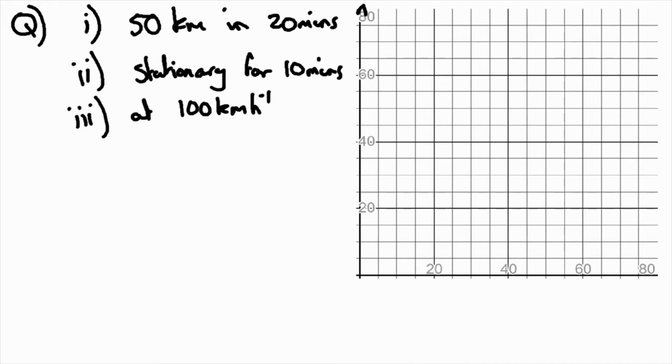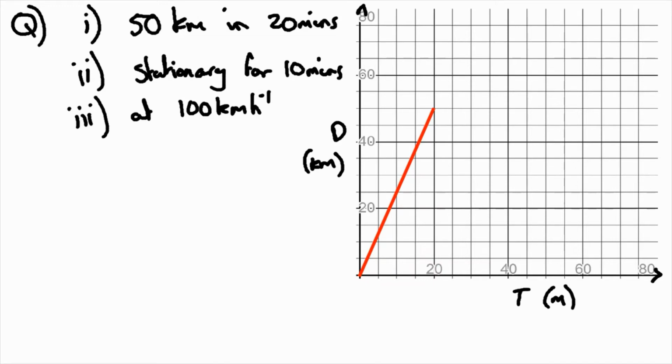So our y-axis, remember, is distance, and we're going to say that is in kilometers. Our x-axis is time, and that's going to be in minutes. So for the first part of our journey, we are starting at our starting point. We are traveling for 20 minutes, and we get 50 kilometers away.